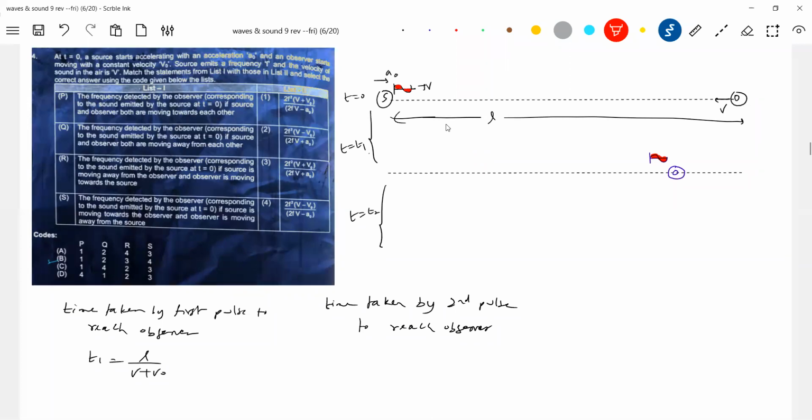The pulse will be generated after time T. Again, the generated pulse has to propagate here. How to write this T2? I think it is better to imagine, as we can't put everything in the diagram. So first, what happened? T plus. So what is the distance moved by the source: L minus a naught T squared by 2, minus v naught T, divided by v plus v naught. From where am I writing this equation? T plus, it is.